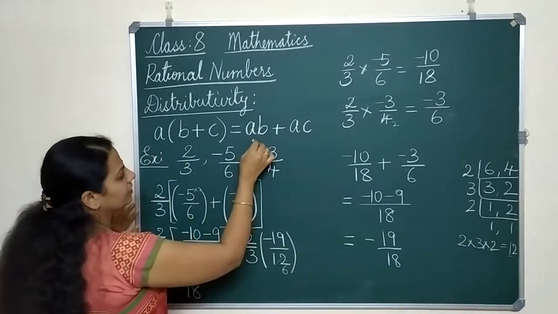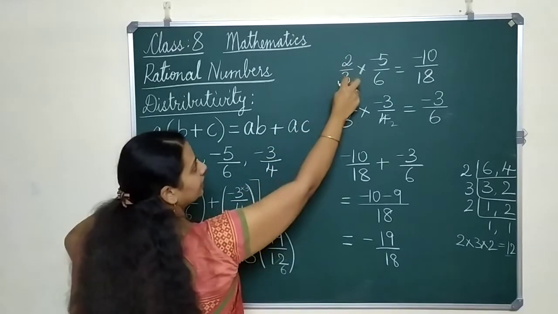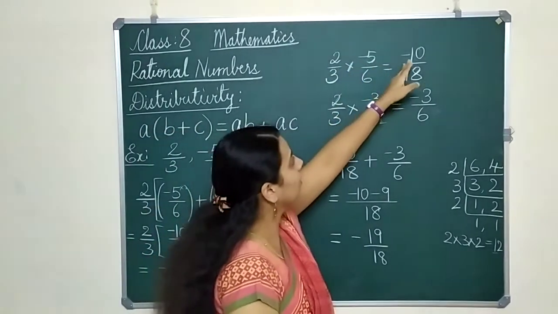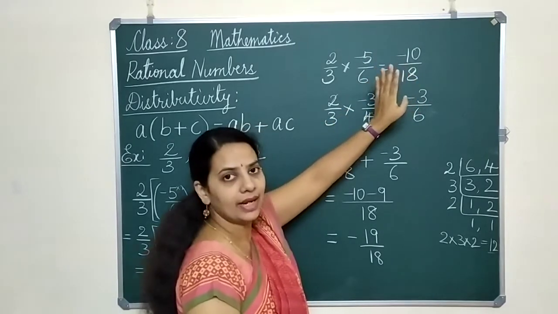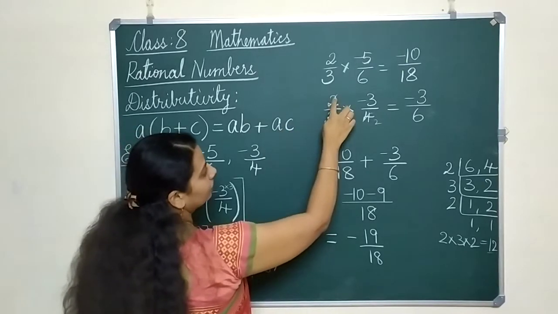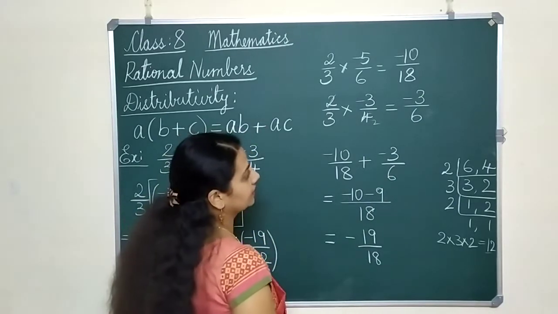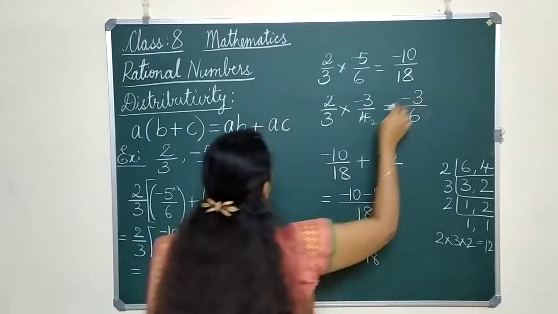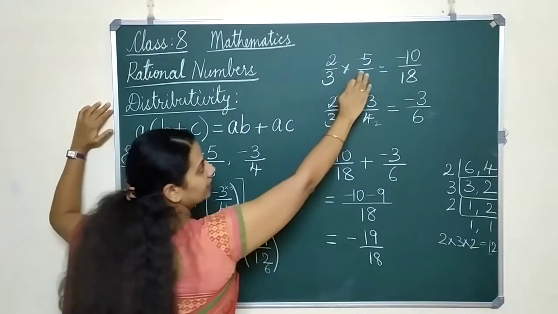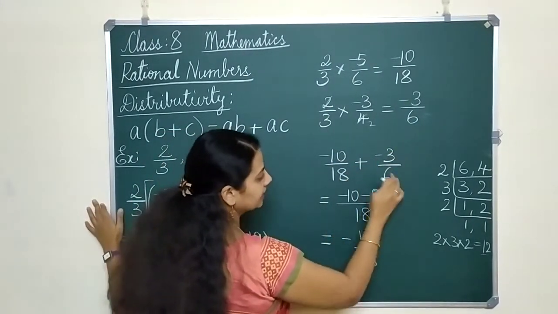So we are going to multiply A and B. Here A is 2 by 3, so I have taken 2 by 3. B is what? Minus 5 by 6. After multiplication I got the answer minus 10 by 18. Now I am going to do A and C. A into C. So 2 by 3 into minus 3 by 4 gives you minus 3 by 6. So now we are going to add these two, because here AB plus AC is given. Can you see? So we are going to add these two now: minus 10 by 18 plus minus 3 by 6.